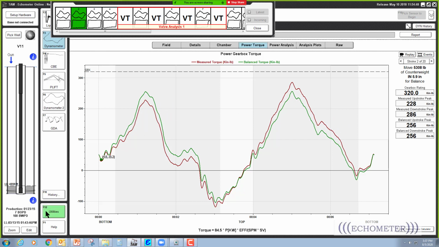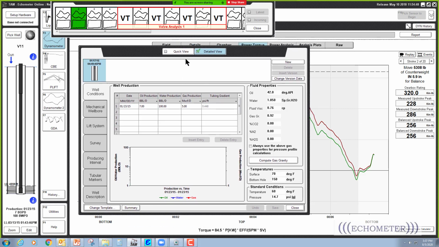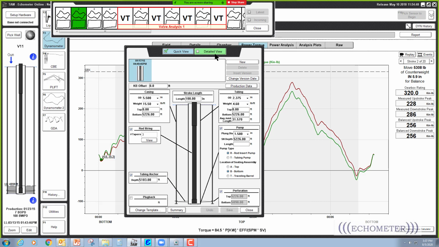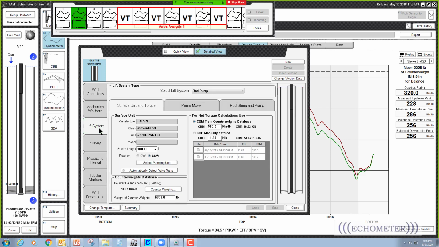All right, now if I click on Edit and go to Edit, I'm going to close out this event viewer. Well, it's going to stay. That won't matter. Now, there's a quick view and there's a detailed view. The quick view just shows you a little bit of data about the well and what you need, I guess, but there's more information displayed on the detailed view. We're going to go look at the list system, which is where our pumping unit information is.